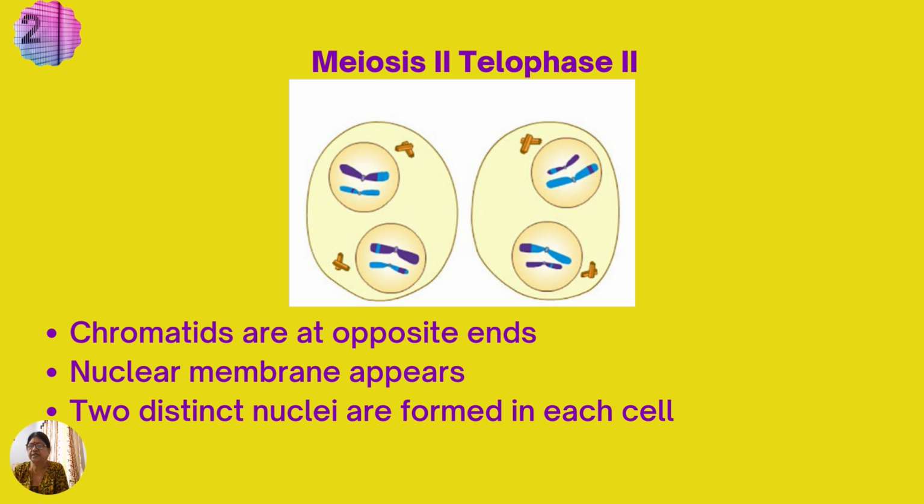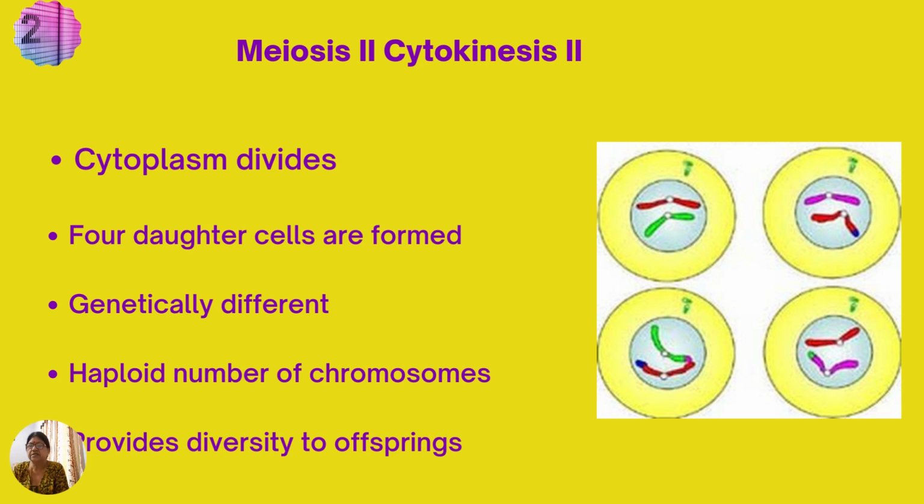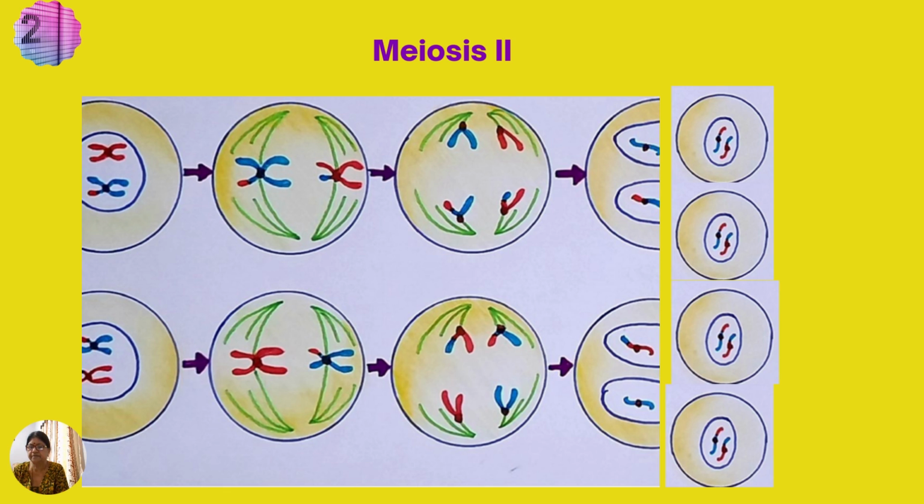Telophase 2, the chromatids are at the opposite ends of the cell. Slowly, the nuclear membrane forms, and you can see two distinct nuclei inside each cell. Now the cell is ready for the final stage, that is cytokinesis. Cytokinesis of each cell occurs and forms 4 genetically different cells, each with half the number of original chromosomes. The genetic recombination and segregation is said to provide genetic diversity to the offspring.